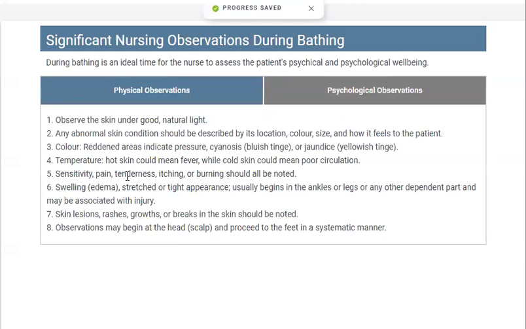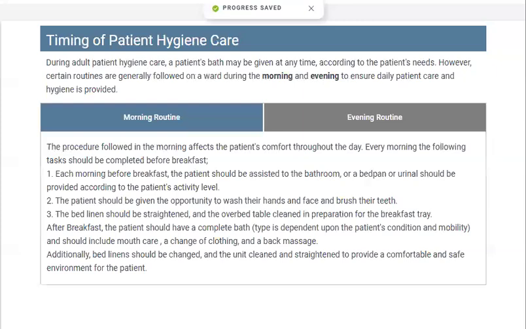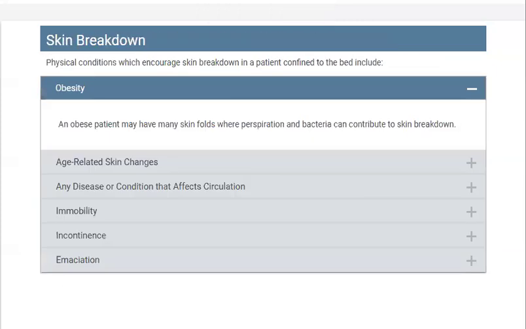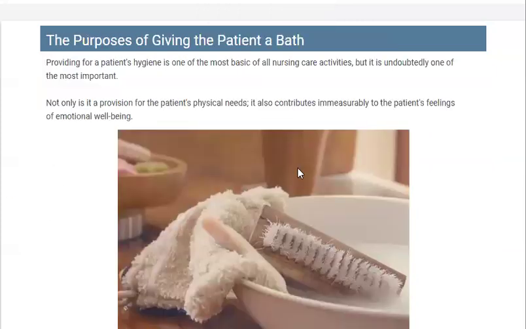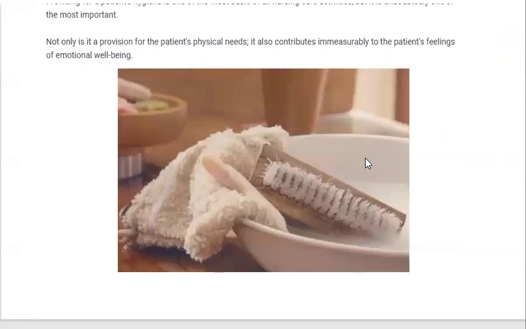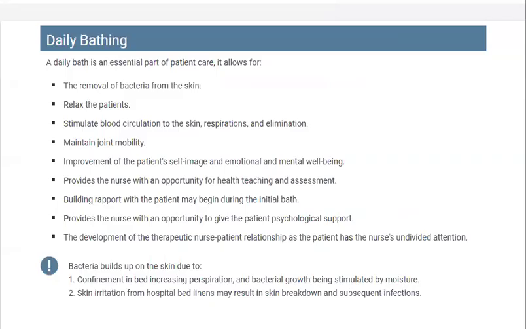Providing for a patient's hygiene is one of the most basic of all nursing care activities, but it is undoubtedly one of the most important. Not only is it a provision for the patient's physical needs, it also contributes immeasurably to the patient's feelings of emotional well-being. Daily bathing. A daily bath is an essential part of patient care.